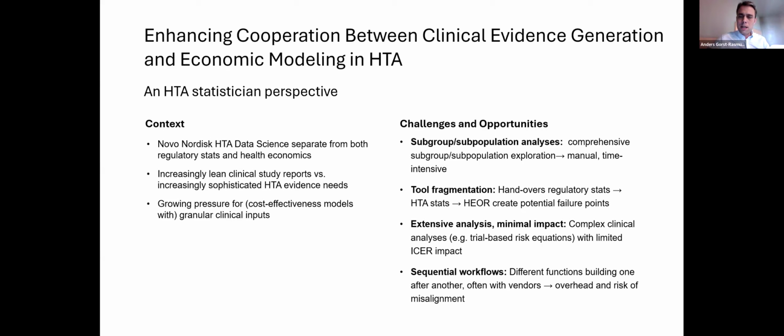I think a lot of this, and maybe this will get resolved in the coming years. Right now, we're in a bit of a limbo, in a lot of places in the pharmaceutical industry, with respect to tool fragmentation.